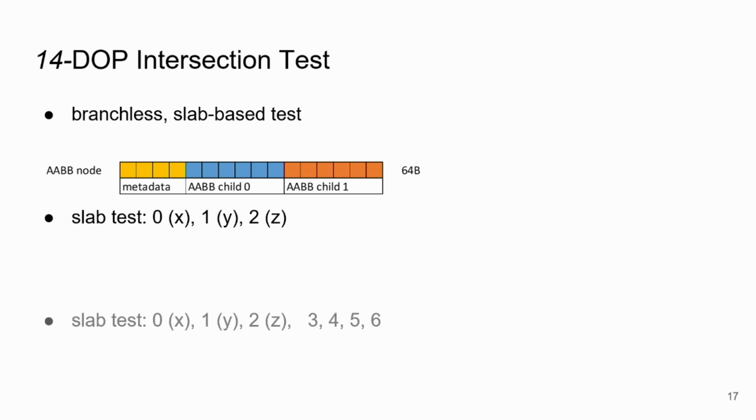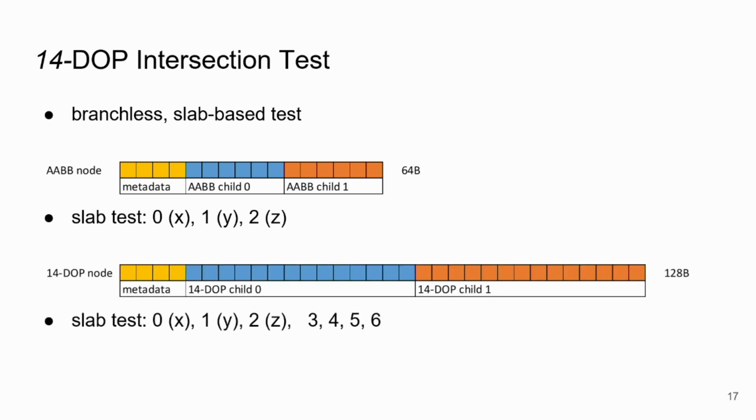If we extend this in a straightforward manner for 14-DOPs, we fetch the larger node made of 14-DOPs, and in this case, we test 7 slabs. So if you look at this, you can see that to process a 14-DOP node, we deal with double the amount of memory with this layout, and more than double the amount of computation.